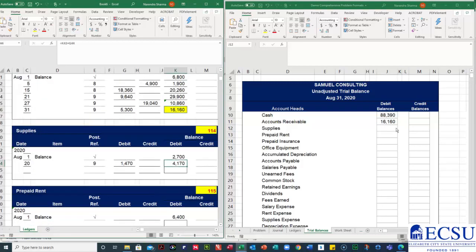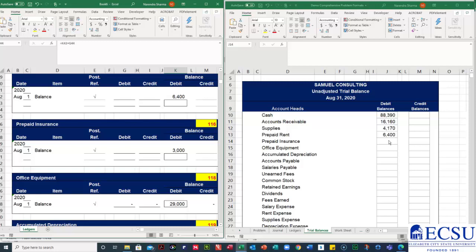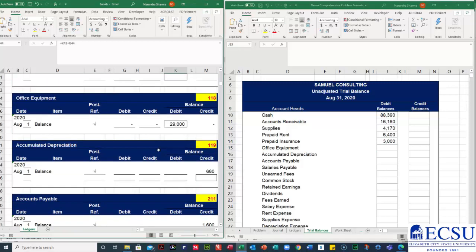Final balance so far was 4170. Okay, then no, this was supplies. Supplies was 41, and then prepaid rent was 6,400. Prepaid insurance was 3,000. Office equipment was 29,000, as you can see. And then accumulated depreciation, you can see it is 660.